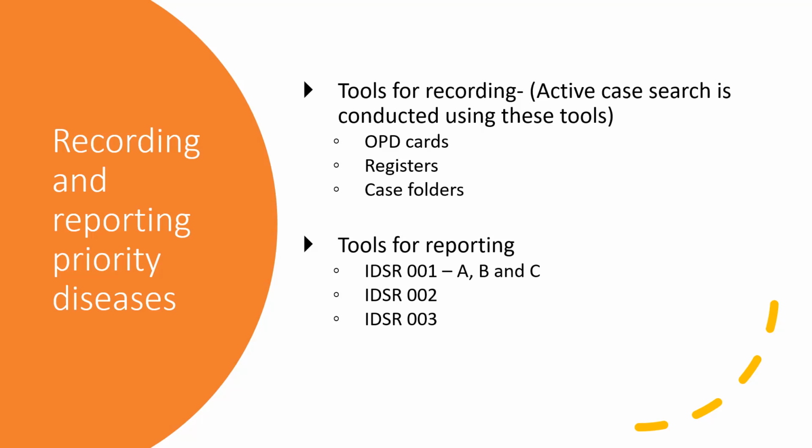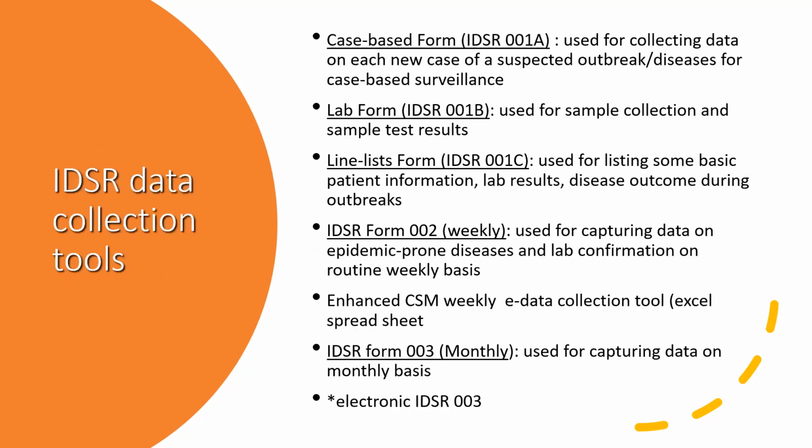So once it is in any of these, you can extract from these tools and put into your report forms. So you have notification forms. There are 3 major tools for reporting. So you have tools for recording and tools for reporting. 3 major tools for reporting. We call them IDSR forms. So you have the form 001, you have the form 002, and you have the form 003.